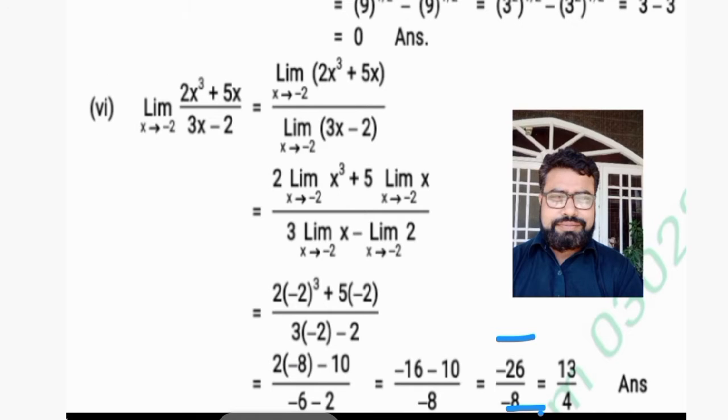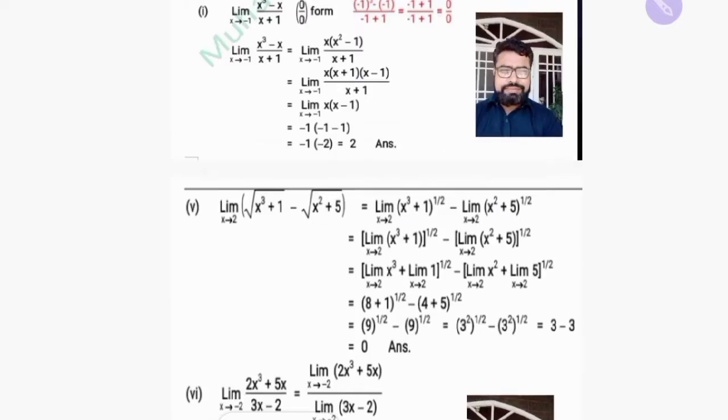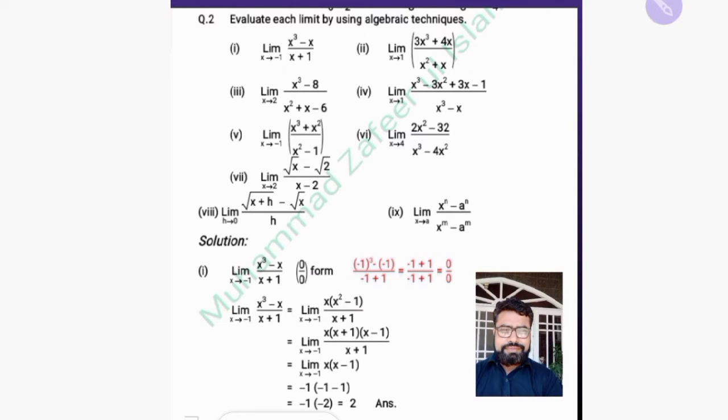Now we can simplify it. Minus and minus will be cancelled, and it will be cancelled with 2. 2 2s are 4, and 2 13s are 26. Part number 6 is completed. Question 1 is completed. Now we will start question number 2.